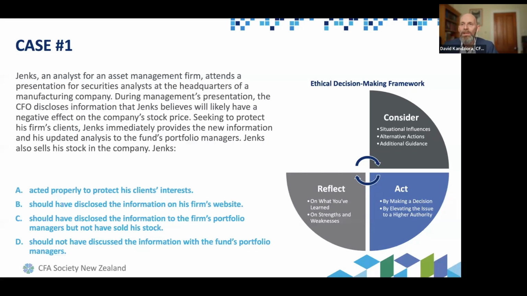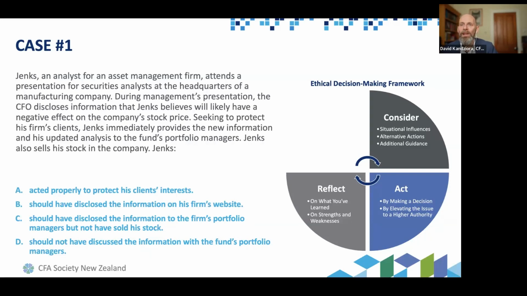And we're sort of battling it out, first and third there on the end. He should have disclosed the information to the portfolio managers, but not sold his stock. And third, they should have discussed the information with the fund's portfolio managers. Interesting. Well, we'll step through this one.